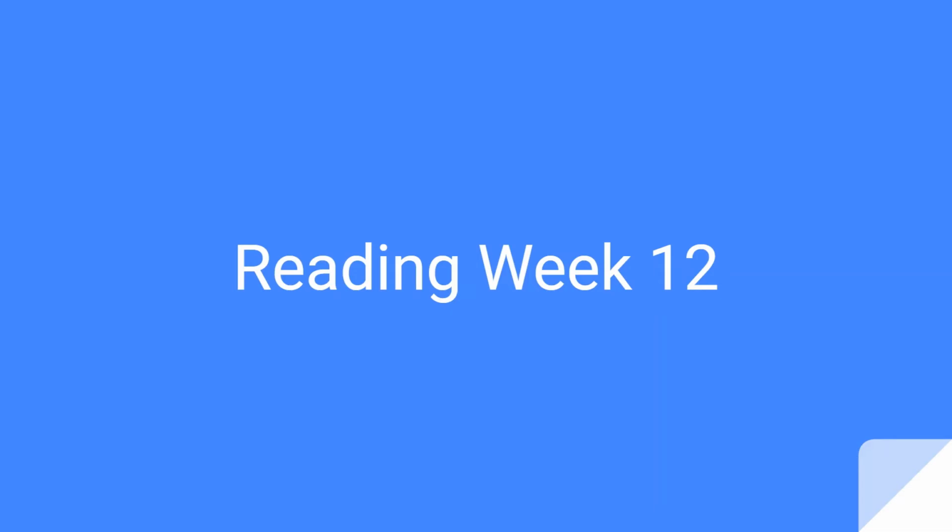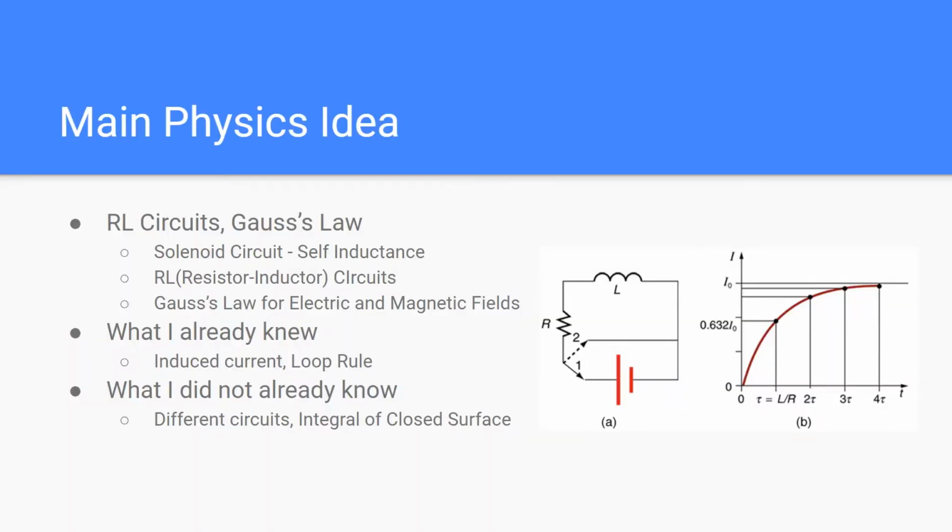Reading week 12. This week's main physics idea was RL circuits and Gauss's law. We first looked at a solenoid circuit where a solenoid was connected to the EMF of a battery, and we learned that it causes self-inductance, which basically means it is inducing current within itself.